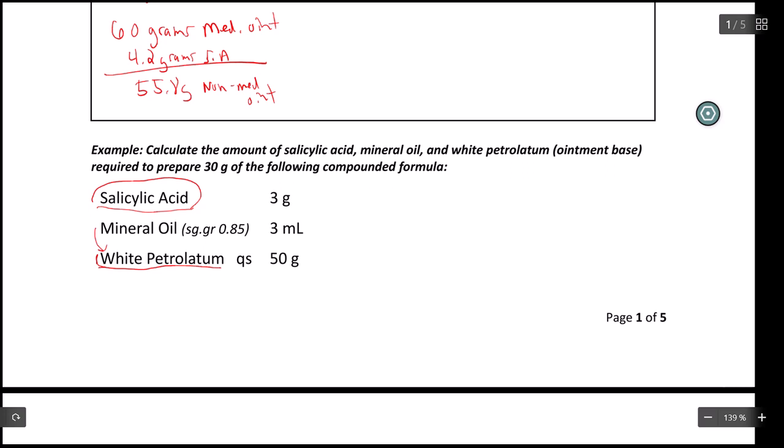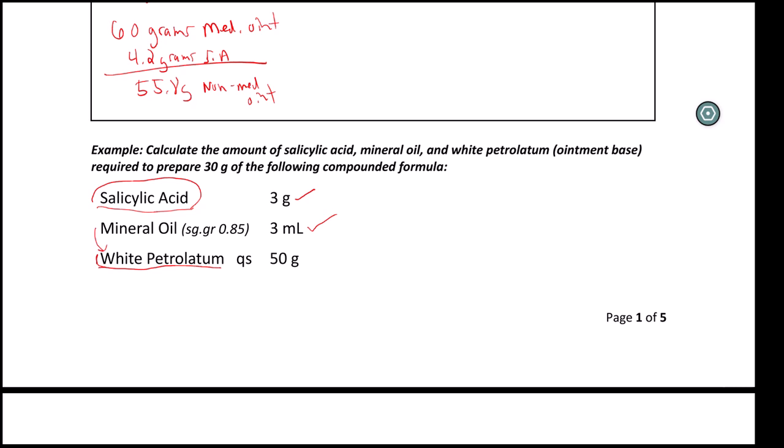So the way in which this prescription is showing us for compounded preparation is that we need 3 grams of salicylic acid. We're going to mix that with 3 mLs of mineral oil. Once we've mixed that and we levigate it, which is another way of saying that we're wetting it and breaking down those particles, we're going to add it into white petrolatum.